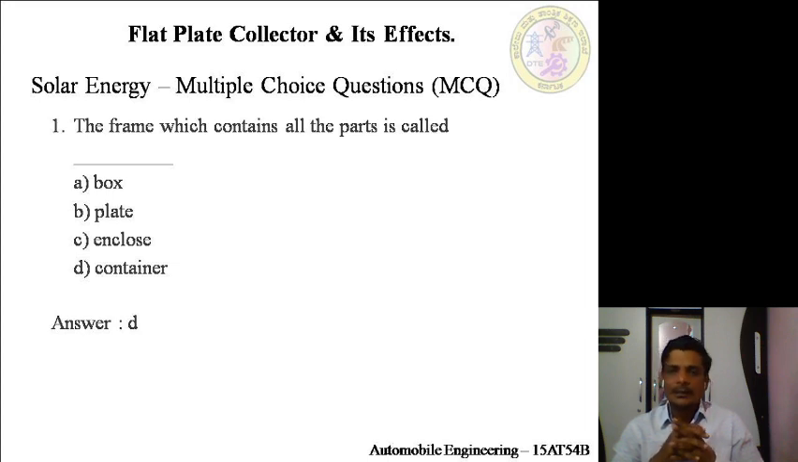What is the answer? Here the answer is D, because a container is a frame which contains all the parts of a collector. The container contains the absorber plate, tubes, insulation, and a glazing cover. That's why container is the right answer. Then we move to the next.